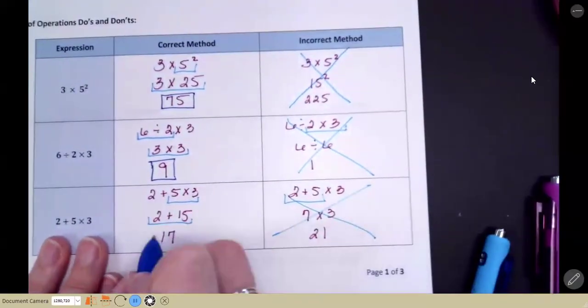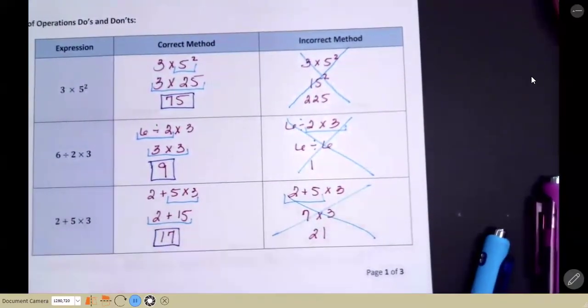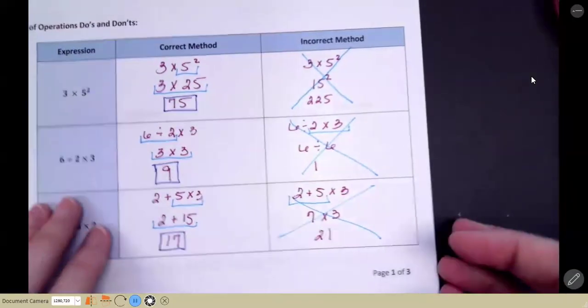The point of this is to show you that when you do order of operations in the incorrect order, you're going to get an incorrect answer. So even if you do the operations correctly, you're not doing the order correctly. Okay, so let's go ahead and move on to page 2.